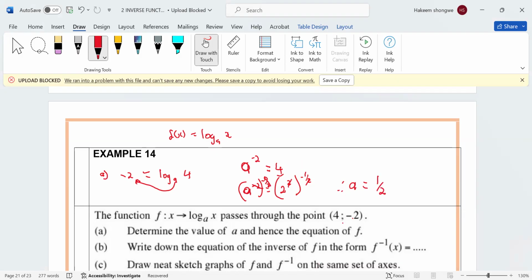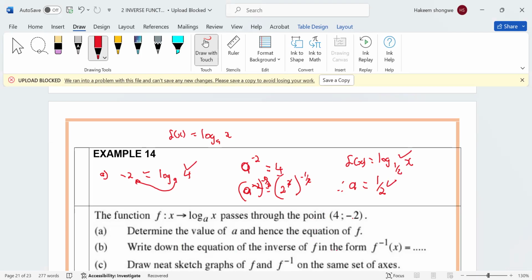And then it means a is 1 over 2. Then they said we should give them the equation. The equation is f of x is equal to the log base 1 over 2 of x. So you get 1 mark for substitution, 1 mark for a, and 1 mark for the equation.